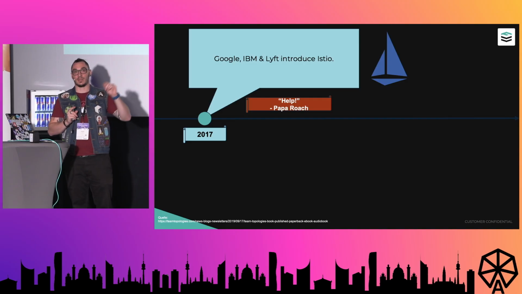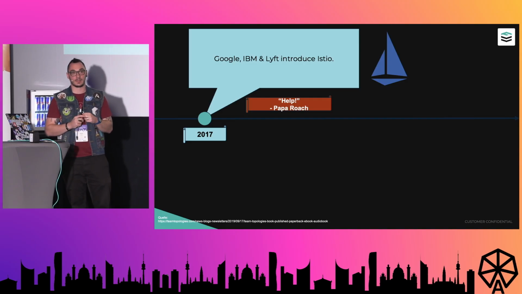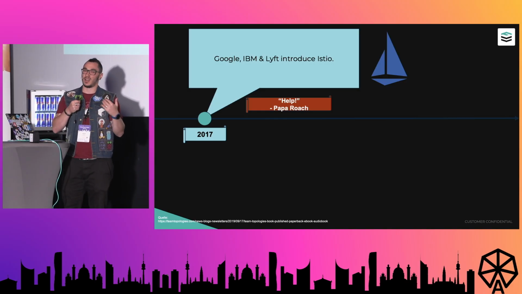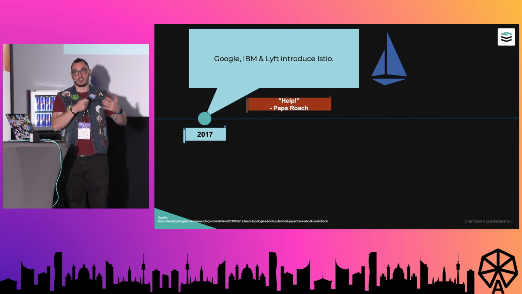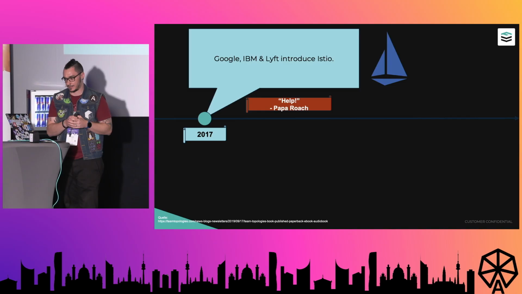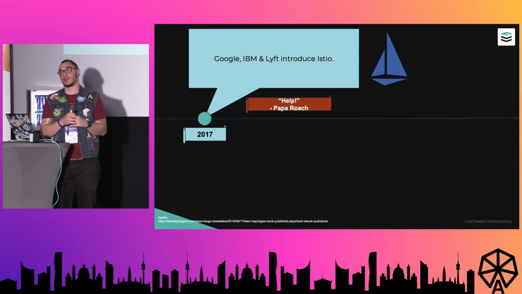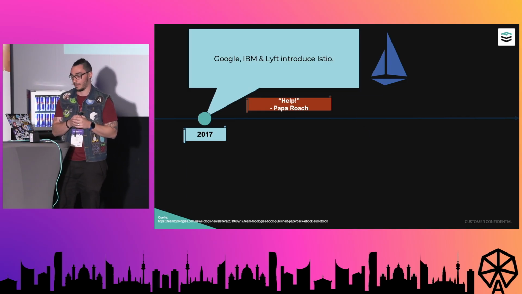Lyft. That's the biggest competitor to Uber in the United States. In Cloud Native, they developed the Envoy proxy, which is still the most important component of many of the service mesh products out there. It's a reverse proxy written in C++. And Istio is by far the most prominent service mesh out there.